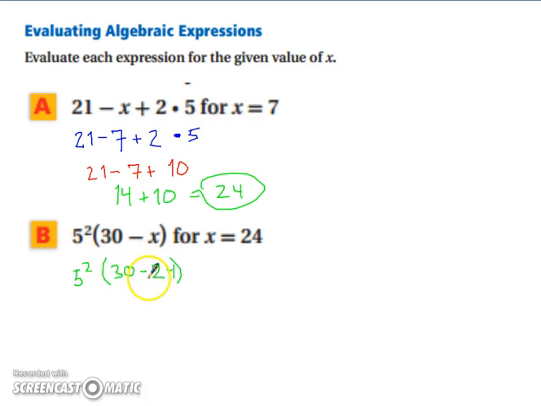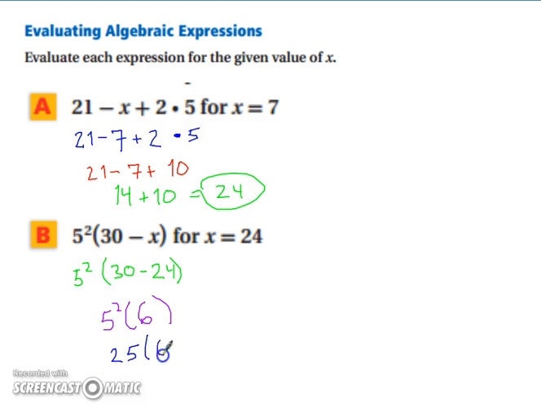There's only one operation, so not as crazy as one of the last problems we just did. So 30 minus 24 is 6. And that is being multiplied by this 5 squared that we're going to rewrite. Alright, so do we have any more parentheses that are grouping things together? No. These parentheses are just being used to symbolize multiplication. Alright, so our next step, step 2, is exponents. We do have exponents. We have this 5 squared, which is 25.